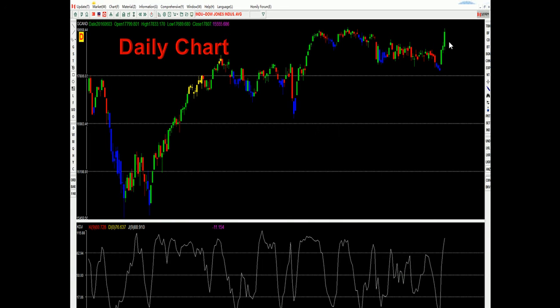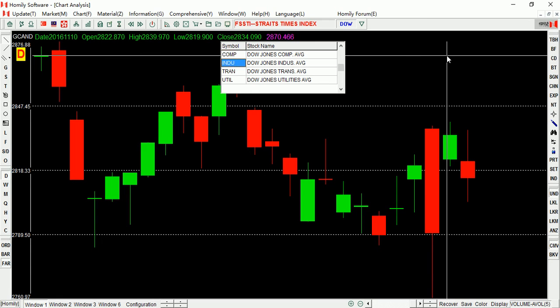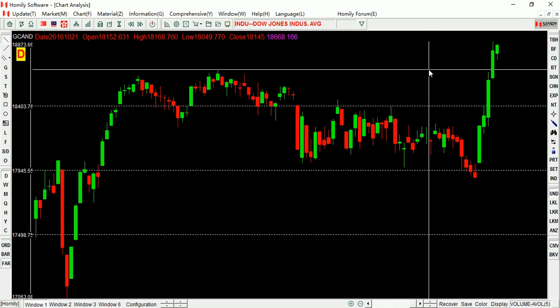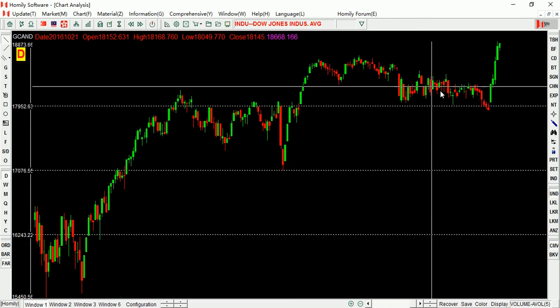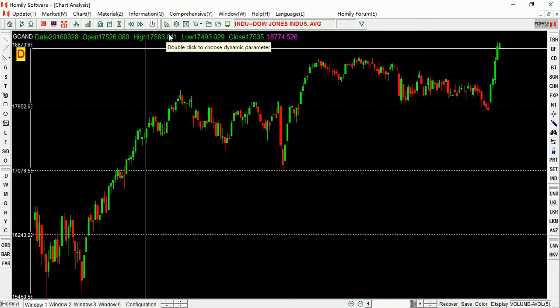So let's see the Dow Jones Index. This is the Dow Jones Index, creating a new high, right? So it's so strong. If you buy this one, you can also do some short-term rebound. So how do you set the buy low, sell high signal? You should listen carefully.